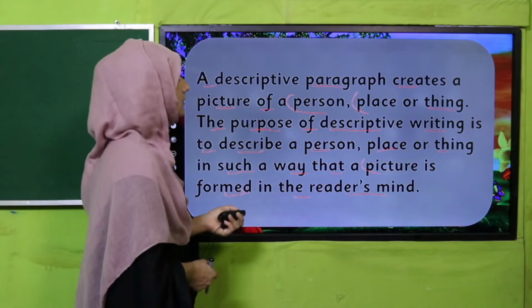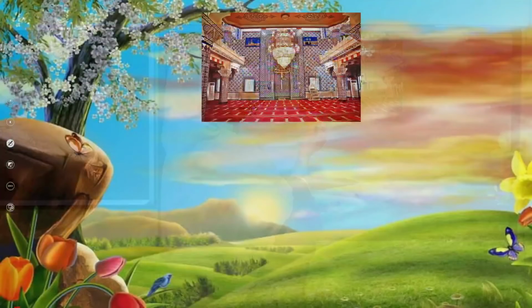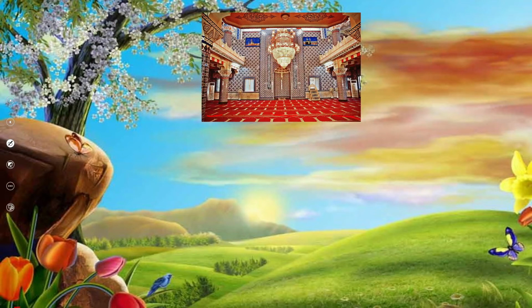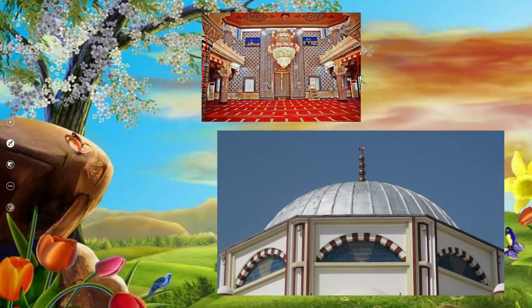Okay, so see there. Can you judge what is this? Yes, this is a masjid. Okay, this is the inside of a masjid. So you can see that. So we can offer prayer there. What do we do there? We offer prayer. Okay, and next see there. Yes, this was inside and this is outside. Okay, this is the outer side of a masjid.